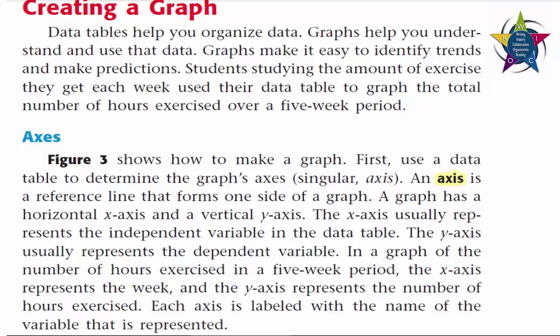In a graph of the number of hours exercised in a 5-week period, the x-axis represents the week, and the y-axis represents the number of hours exercised. Each axis is labeled with the name of the variable that is represented.